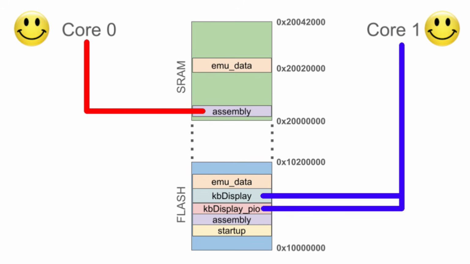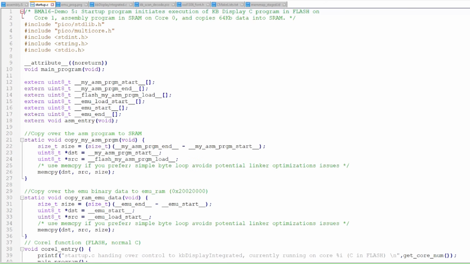Here we bring everything together: our assembly program, the keyboard display programs, and the data file. I'll start by creating a startup C program that will perform the program and data copying, waking up the second core, and transferring execution to the assembly and keyboard display programs. It's very similar to the main C program in the last example, except we've identified the entry point into the keyboard display programs. I'll use the attribute noReturn to signal that execution won't be returning to this program.